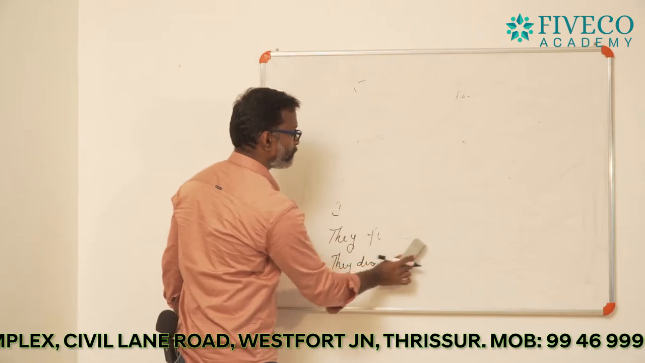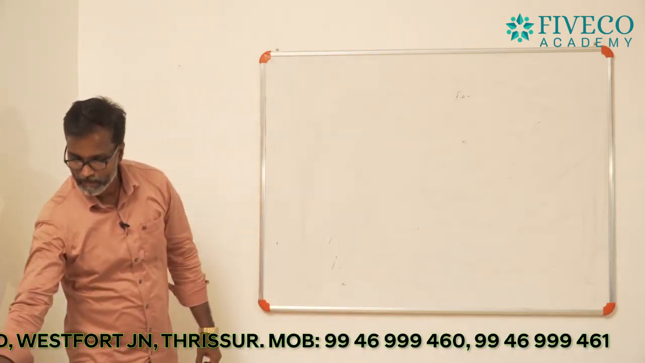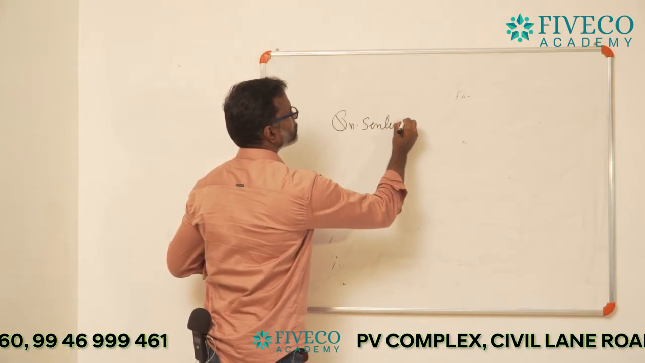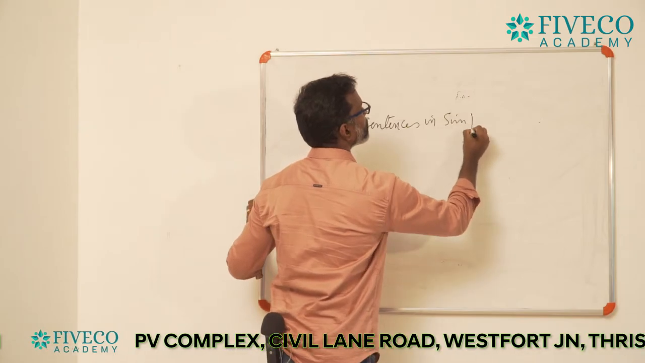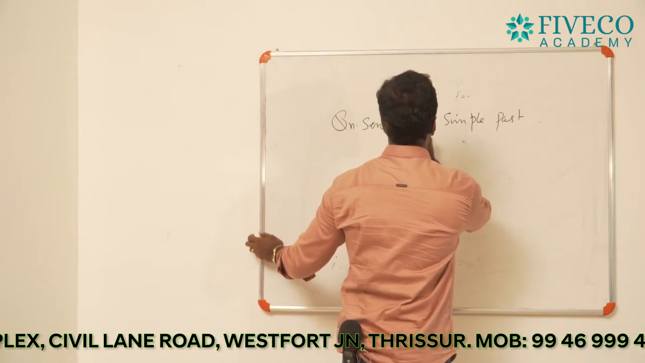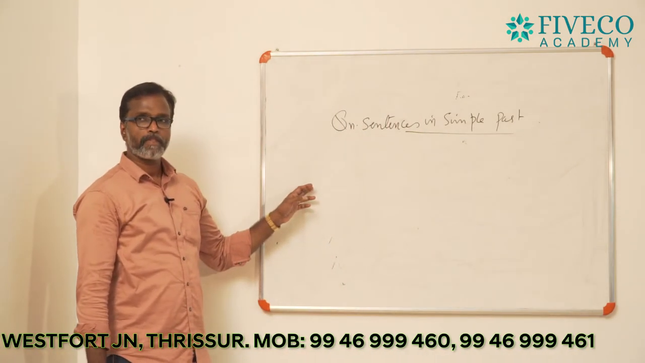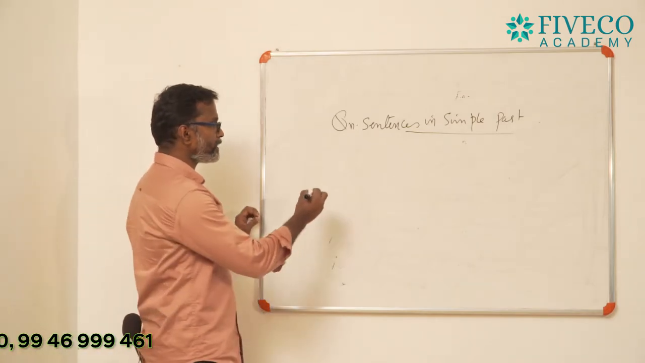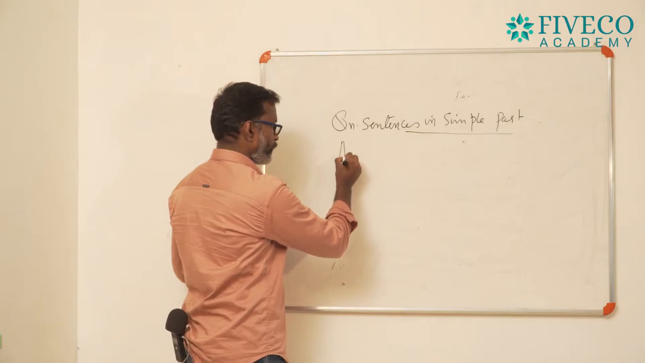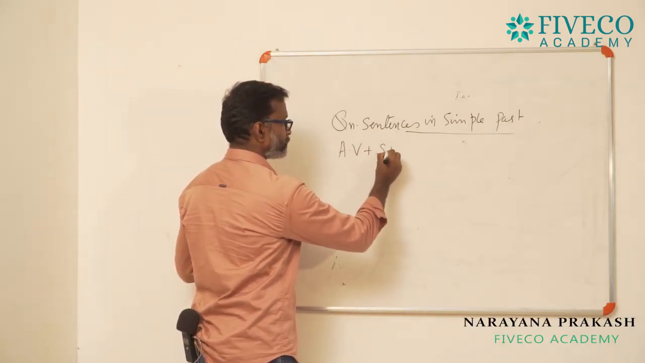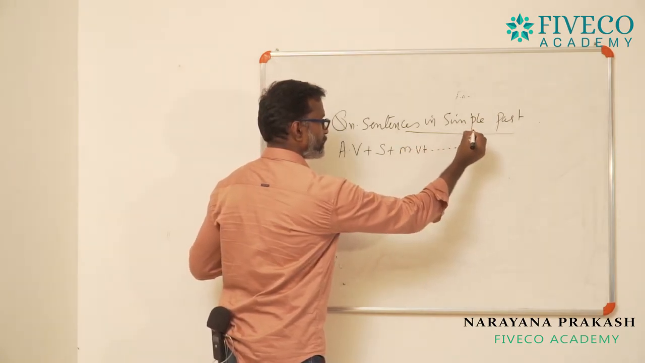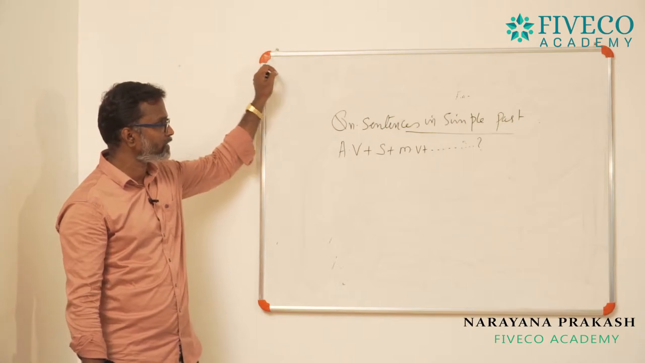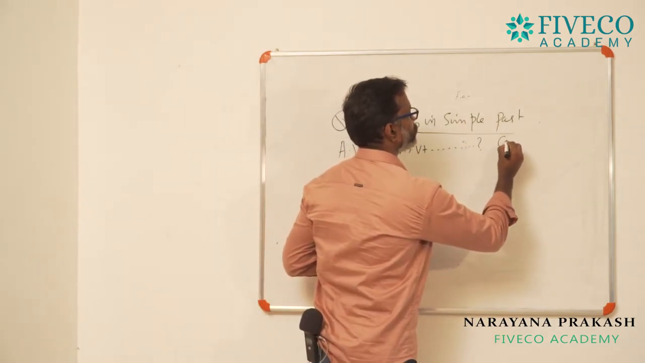question sentences in simple past tense. You know, there are two types of questions: yes or no question and WH question. And while you ask a yes or no question, what is the format? You want to use auxiliary verb first, then subject, then main verb, then the remaining portion of the sentence, and finally you have to put a question mark. You know, this is a yes or no question.